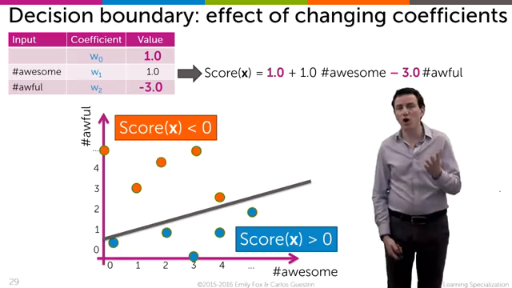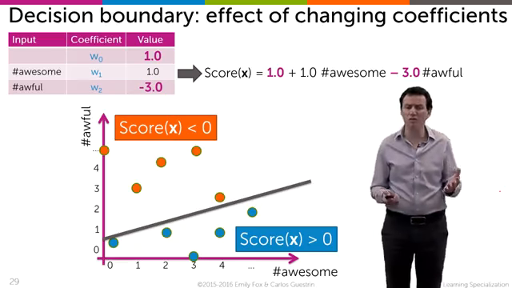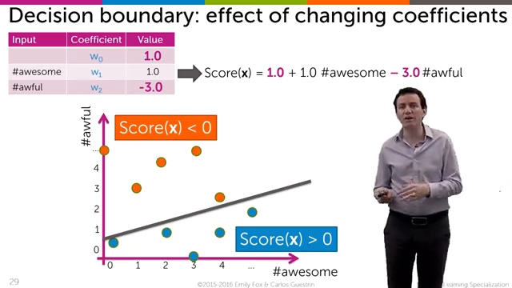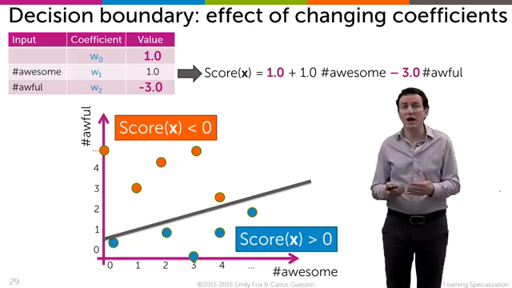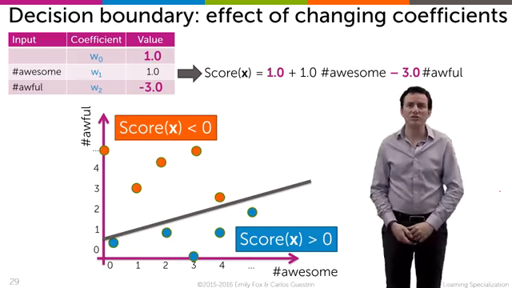And that's because you had two awfuls in it, and awfuls are just awful. And before they were counterbalanced by the 4 awesomes in that data point, but now the 4 awesomes can't counterbalance the 2 awfuls.